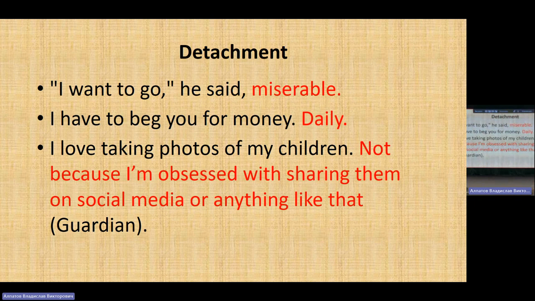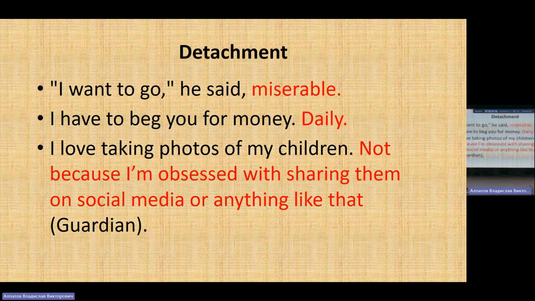When you detach some idea, usually it's because you want to emphasize it, or because you imitate colloquial speech and the natural stream of speech, right? So this is what detachment very often is for. I want to go, he said, miserable, right? This is a secondary part of the sentence which is related to the subject, he, miserable, but it comes much later. You can use various punctuation marks to detach things.